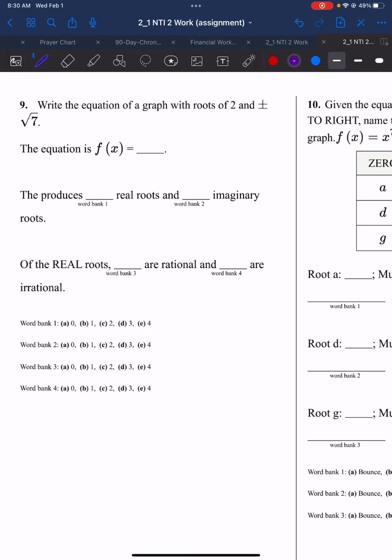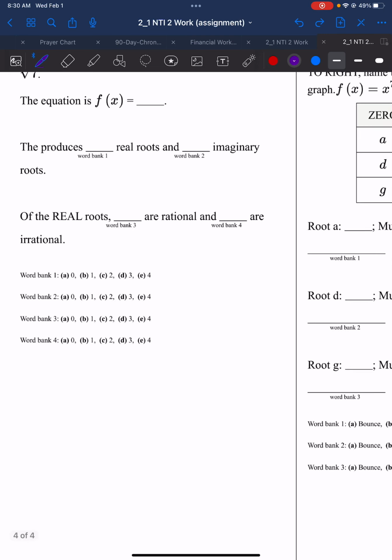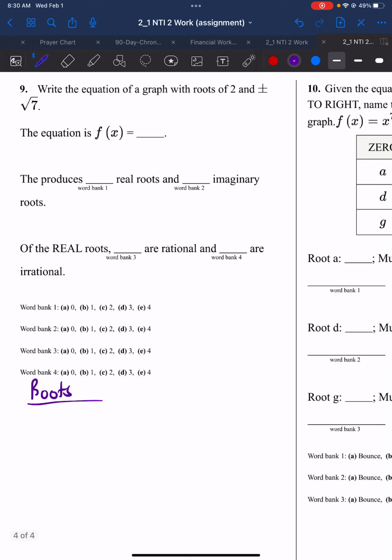So, right here, on number 9, it says write the equation of a graph with roots of 2 and plus or minus the square root of 7. If that was confusing to look at, it's plus or minus square root of 7 that goes with that. So I know my roots here. So my roots are 2, positive square root of 7, and negative square root of 7.